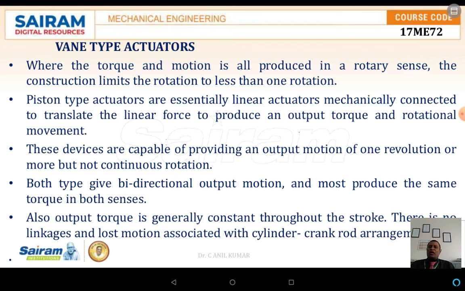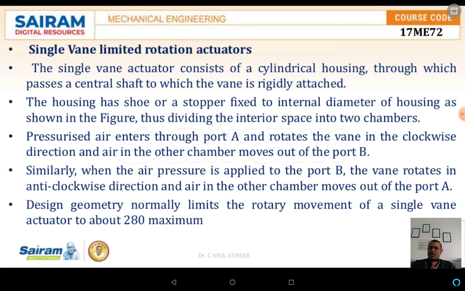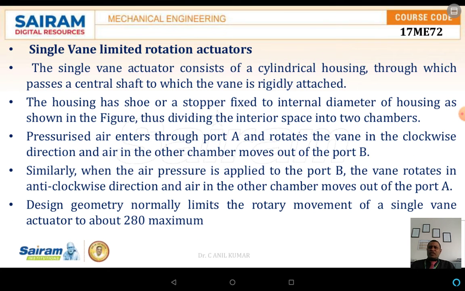These devices are capable of providing an output motion of one revolution or more, but not continuous rotations. But both types give a bidirectional output motion, and most produce the same torque in both the senses. Now, the first we are discussing is nothing but a single vane limited rotation actuator.